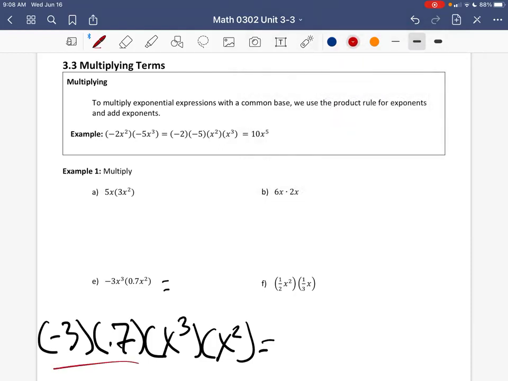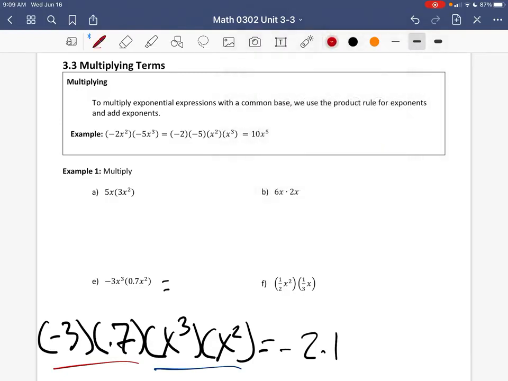That's going to be a -3 times a 0.7. And so in your calculators, if you take the -3, multiply it times a 0.7, you should end up with -2.1. Okay, and then as far as multiplying these last two terms is concerned, it's x raised to the 3 times x raised to the 2. So yes, we can use the product rule for the exponents.